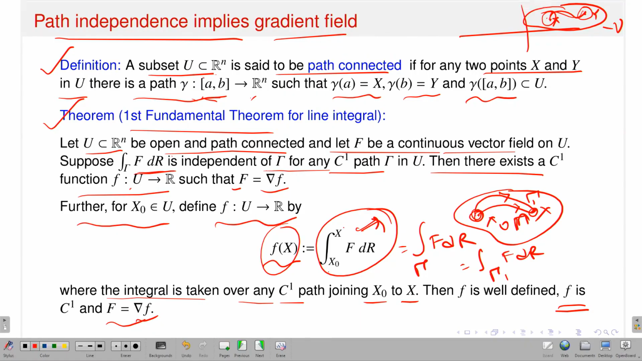If you remember in Riemann integration, if you have a nice function f, and I integrate from a to x of f(t) dt, and define it as capital F of x, then the derivative of capital F is nothing but small f.